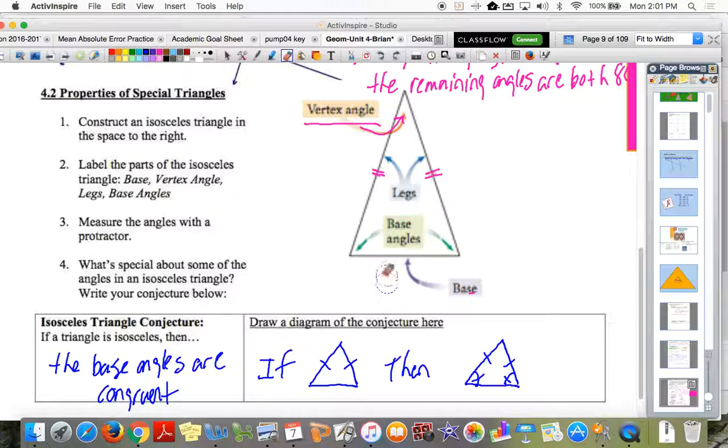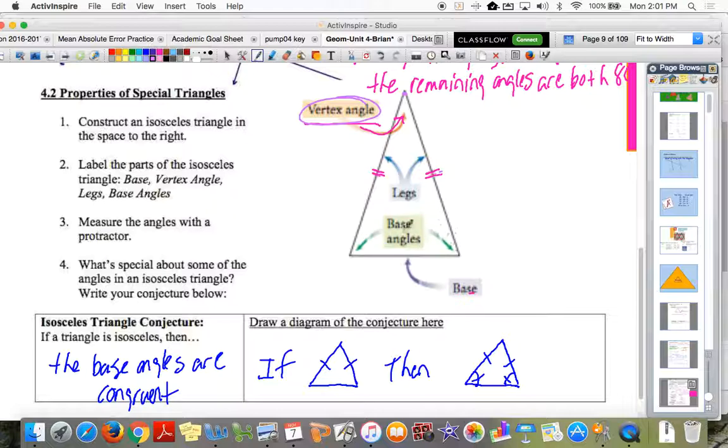Label the parts. I need you to know that when I say the legs of the isosceles triangle, those are the two congruent sides of the isosceles triangle. When I say the vertex angle or the vertex, that's referring to where the two congruent sides meet. That's the vertex angle of an isosceles triangle. So make sure you label the vertex angle. Of course, by definition, an isosceles triangle has a pair of congruent sides, which are the legs.